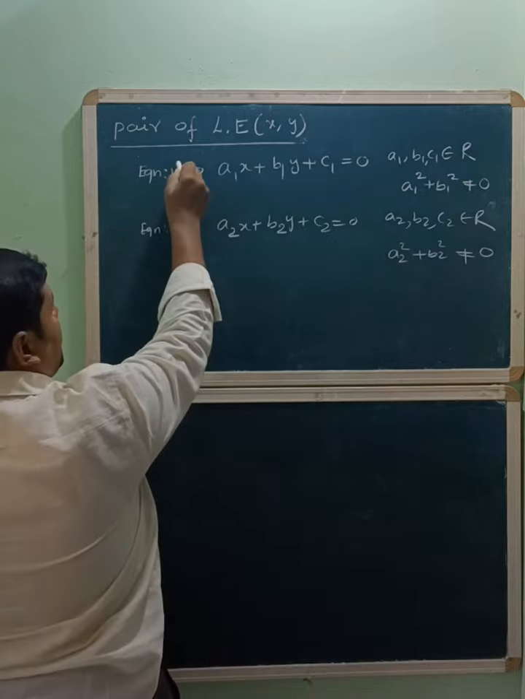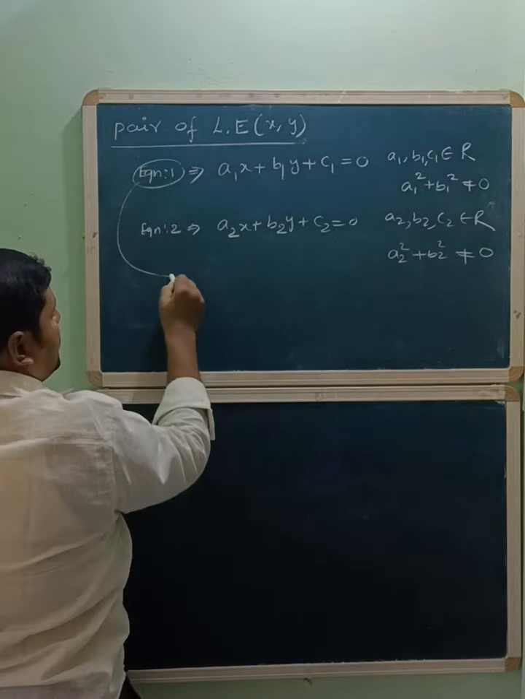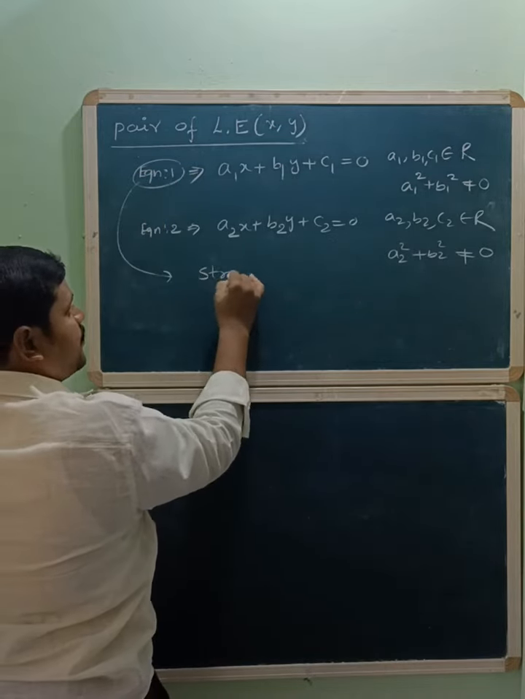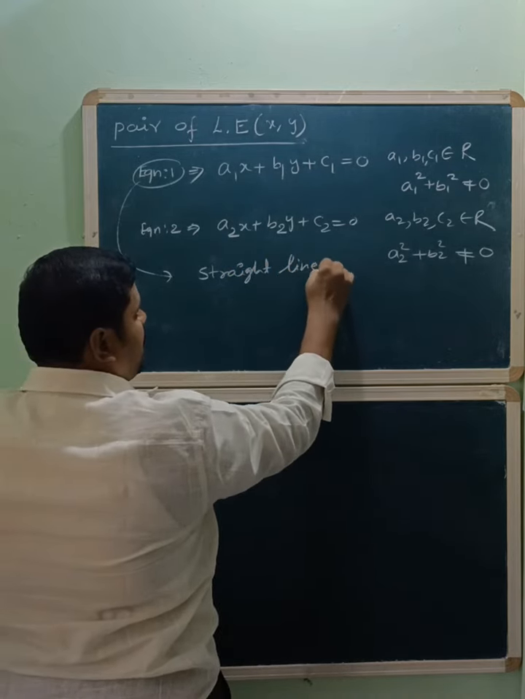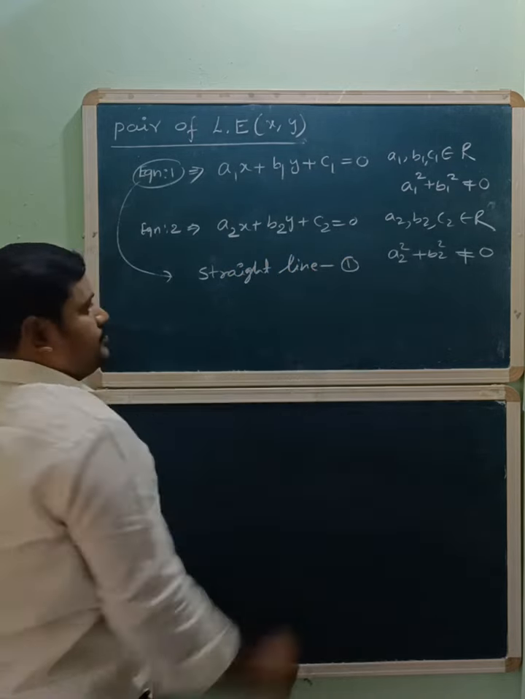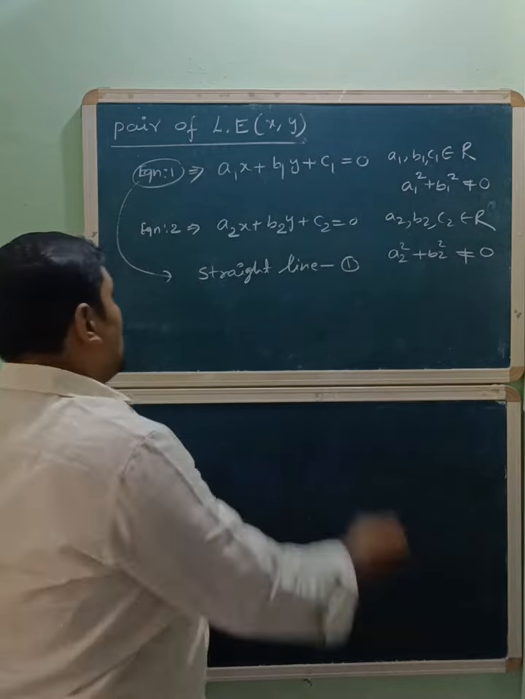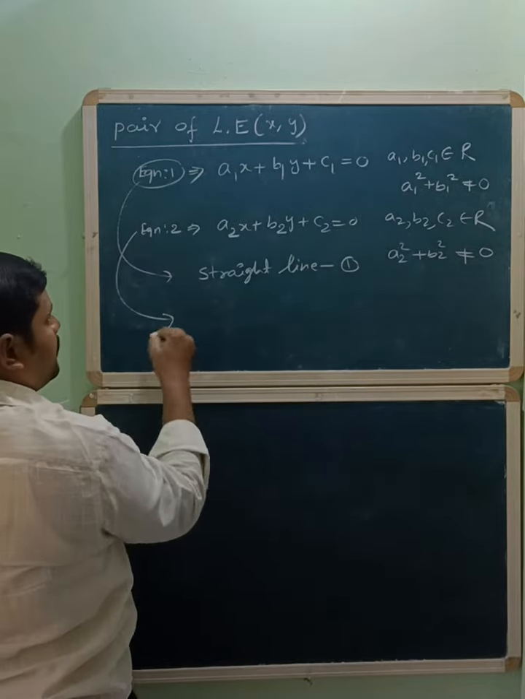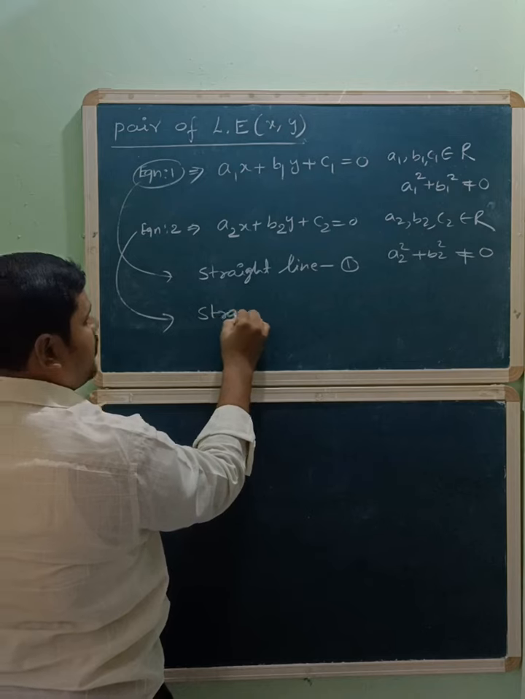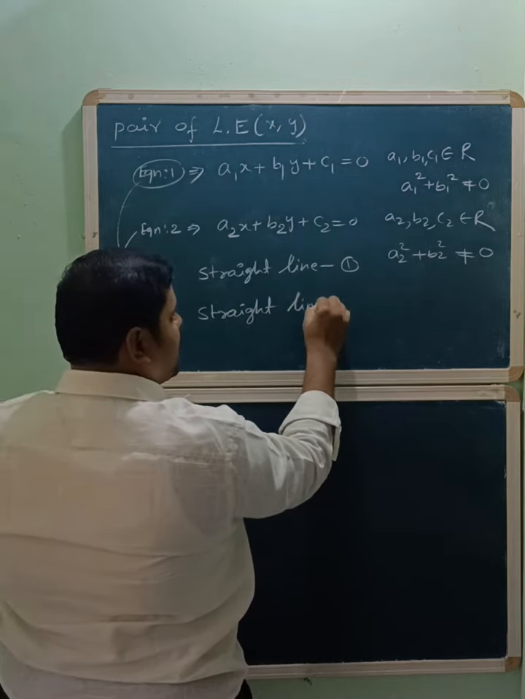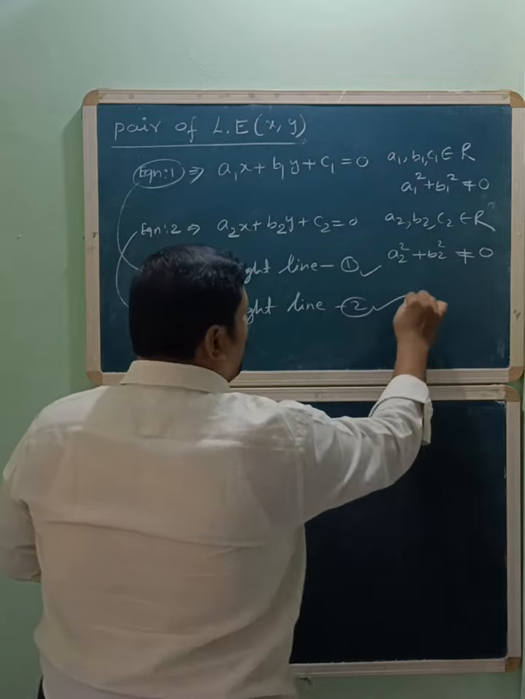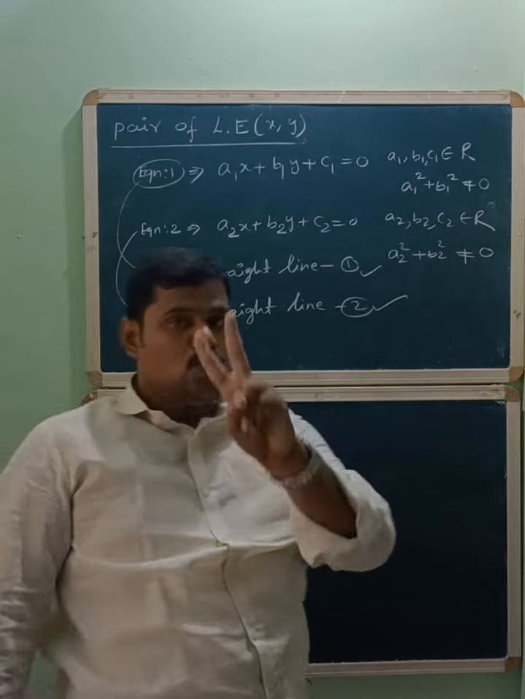What about the first one? The first one is a straight line, line 1. Now what about the second one? The shape of the second one is also a straight line. And here, in total, how many straight lines are there? Two lines are there.